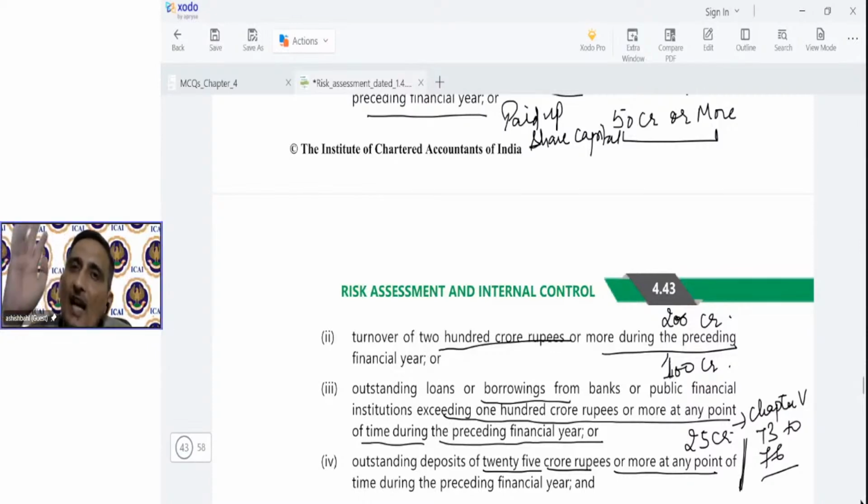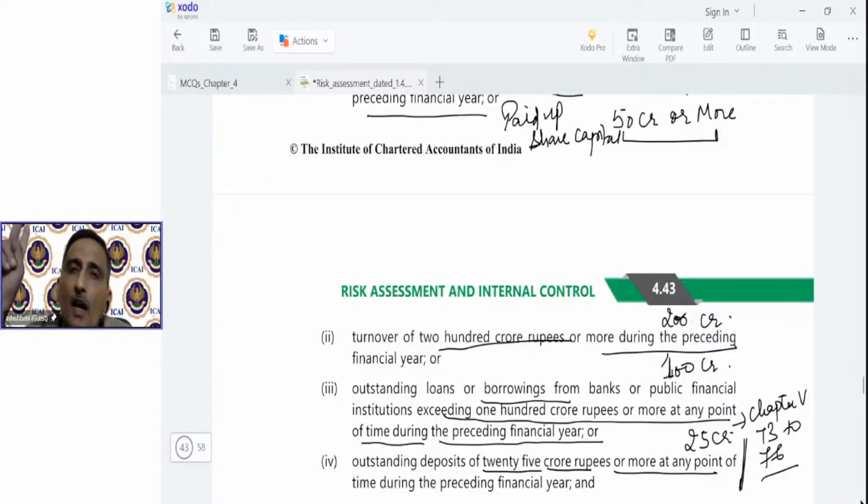So 4 conditions are done. If any one of the four is satisfied, then that unlisted public company would be required to appoint an internal auditor. Again I am repeating, what are those 4 conditions in case of an unlisted public company? Listed companies all have to appoint, there is no leeway, there is no exemption. If the company is listed, you have to appoint an internal auditor, no exemption, no leeway.